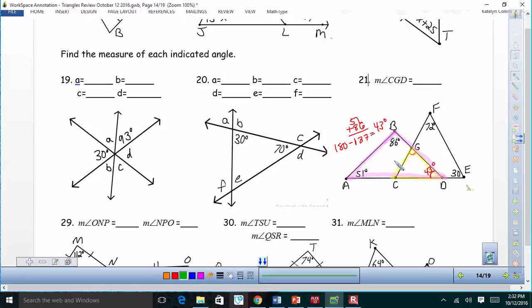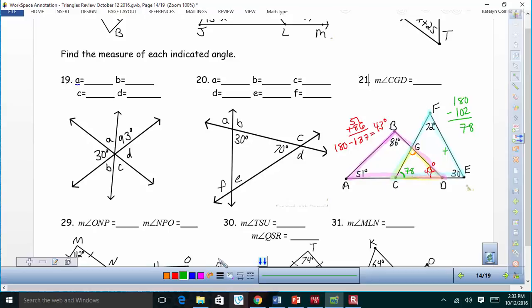Okay? Then I'm still not able to get this one, so I want to look at my other triangle, FCE, and find its missing angle. Its missing angle is C. So I'm going to again do 72 plus 30, which is 102. I'm going to subtract that from 180. So this one is 78.